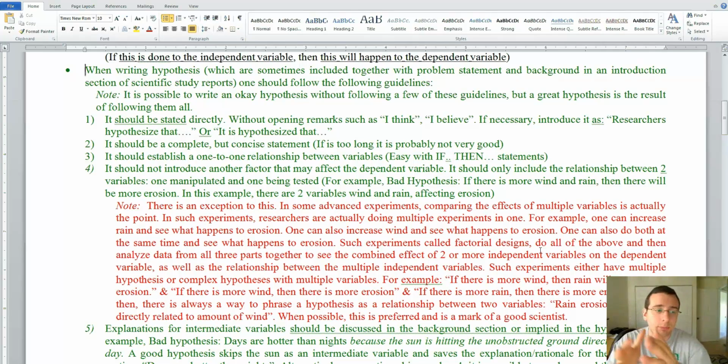Second, it should be a complete but concise statement. Usually if the hypothesis is long and dragging, it's not a good hypothesis. So that's a good rule of thumb. Keep it short, keep it simple. Third, it should establish a one-to-one relationship between the variables.